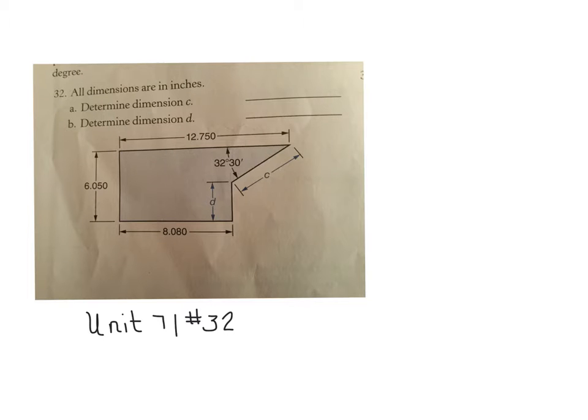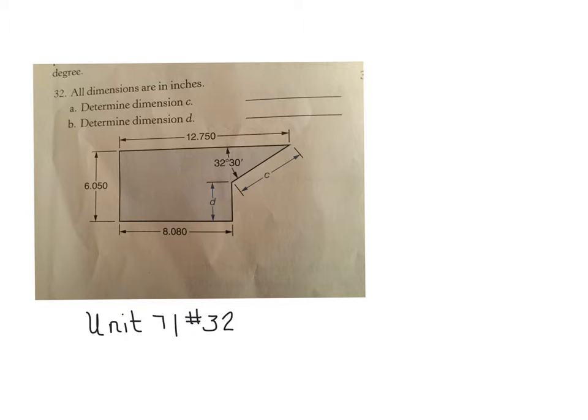This is Unit 71, number 32, and this is a very good question because you have one very similar to it on your final exam. So you're told that all dimensions are in inches, and we are interested in determining how long dimension C is and how long dimension D is. So I'll start with dimension C.